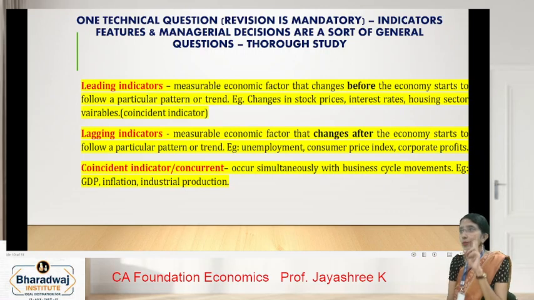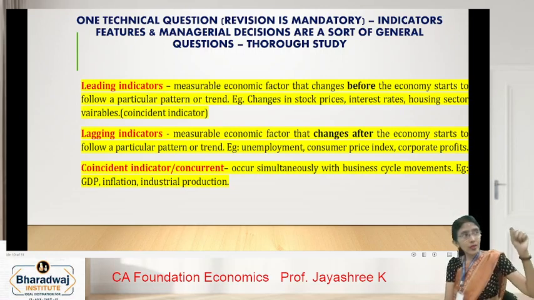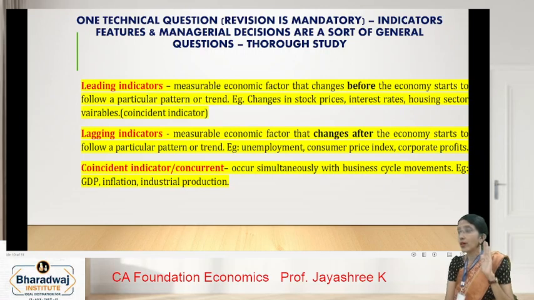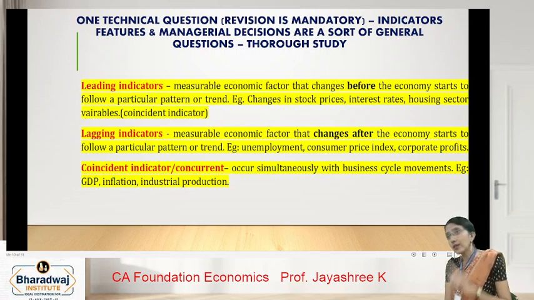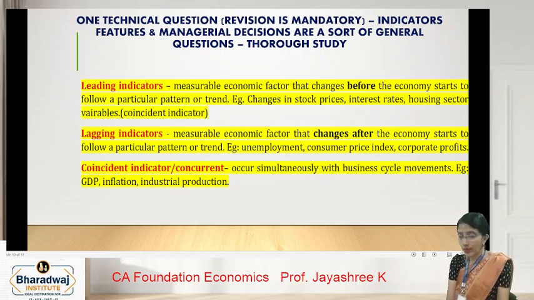Now, two types of questions are there, and revision is mandatory, my dear students. I do not know why, but students generally skip the indicators of business cycle, and it is found in the question paper. Two types of questions: they give you a statement and you have to find out whether it is leading, lagging, or coincident. The other type of question is the variable. Is that clear? They will give you the variable.